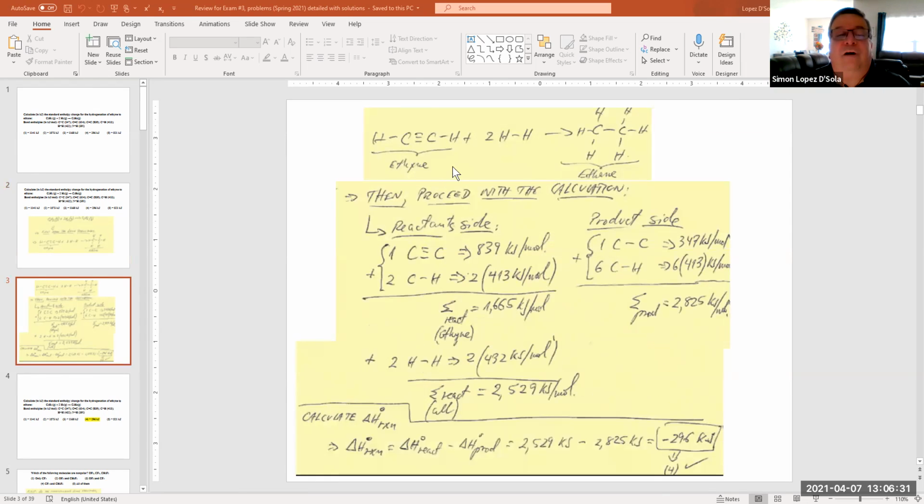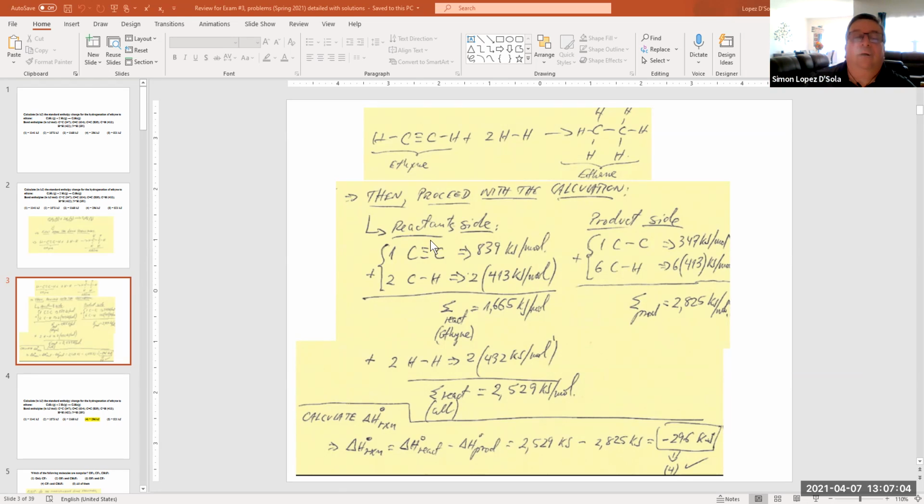With the structure of ethine and the structure of ethane, now we need to proceed with the calculation. My recommendation is to divide this between 2 sides, the reactant side and then the product side, because we need the 2 sides to calculate delta H for the reaction. Delta H of the reaction will be equal to the delta H of the reactant side minus the delta H of the product side. So in this case, let's calculate the reactant side.